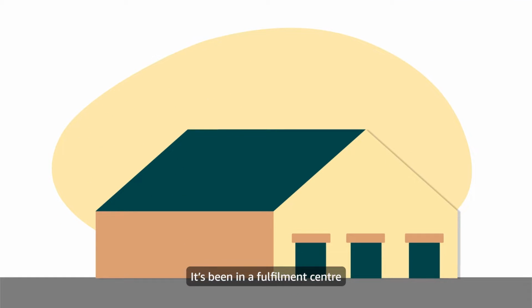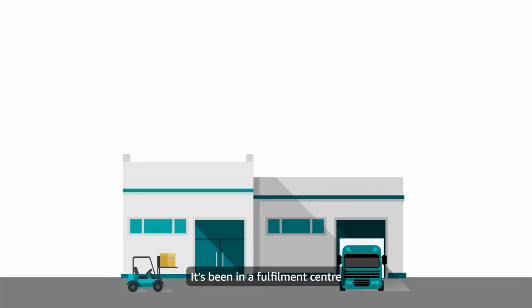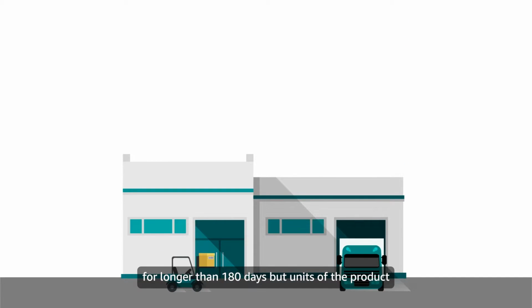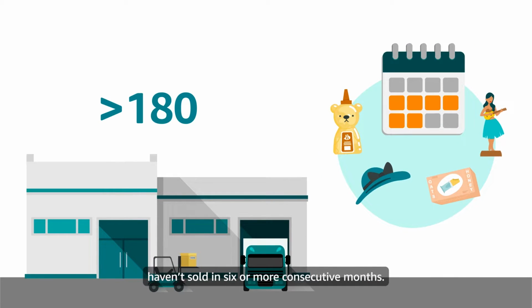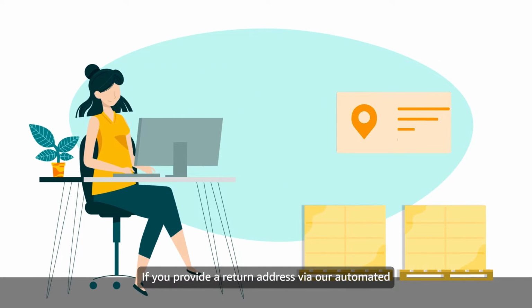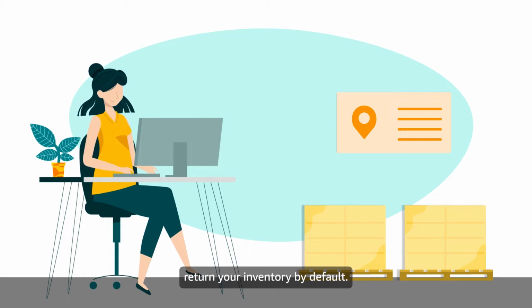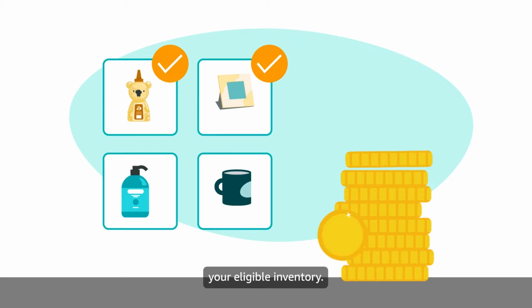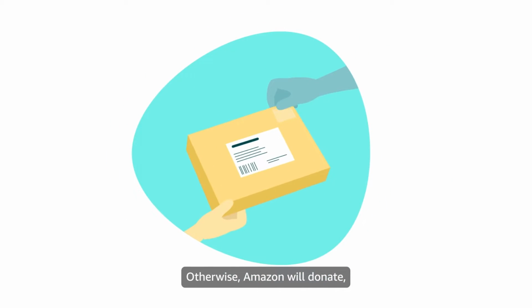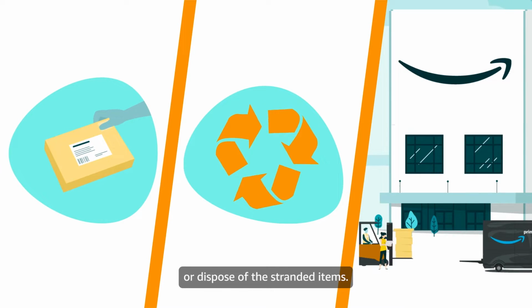It's been in a fulfillment center for longer than 365 days, or it's been in a fulfillment center for longer than 180 days, but units of the product haven't sold in 6 or more consecutive months. If you provide a return address via our automated removal system, we'll return your inventory by default. If you don't provide one, you can choose to liquidate your eligible inventory. Otherwise, Amazon will donate, recycle, or dispose of the stranded items.